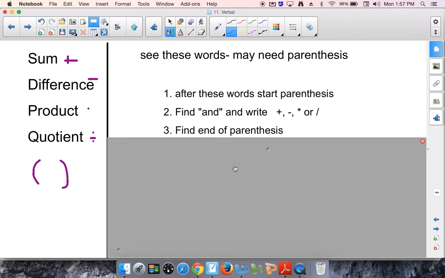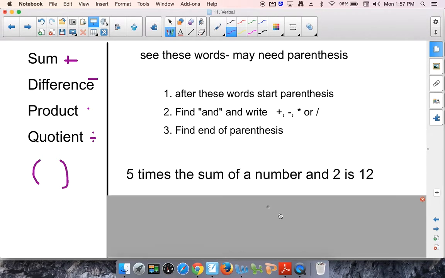Then you find the end of the parenthesis. If it's an expression, it comes right at the end. If it's an equation, it will come right before the equal sign. So I want you to write this one in your notebook. Stop the video if you need to.